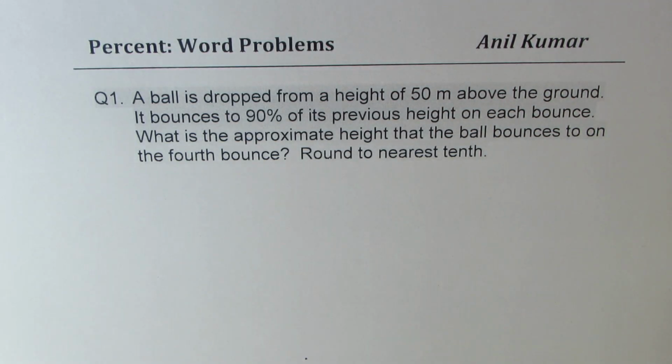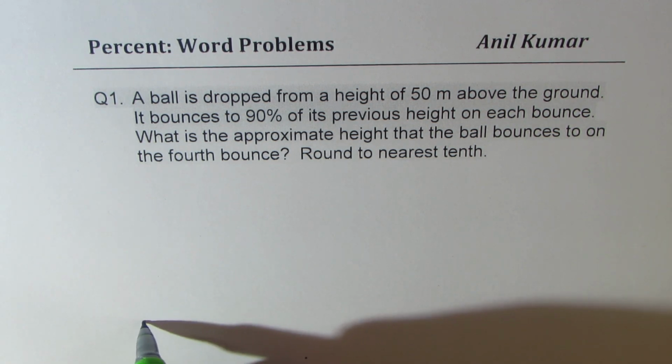Here are my solutions. Let's begin with question number 1. A ball is dropped from a height of 50 meters above the ground. It bounces to 90% of its previous height on each bounce. What is the approximate height that the ball bounces to on the 4th bounce? Round to nearest 10th. So let's try to understand the situation, right?